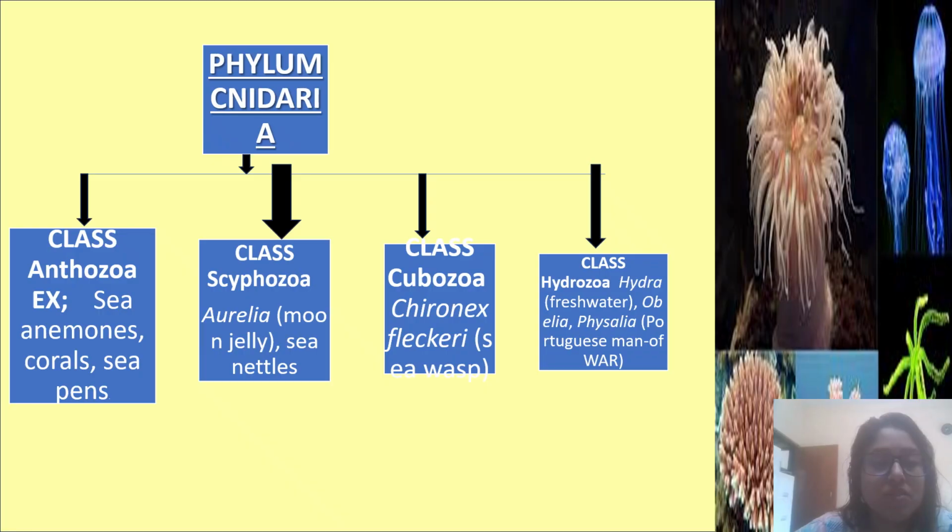Next, classification of phylum Cnidaria according to Hickman, 14th edition. Class Anthozoa, examples: sea anemones, corals, sea pens. Class Scyphozoa: Aurelia, that is moon jelly, sea nettles. Class Cubozoa: Chironex, sea wasps. And last is the class Hydrozoa: Hydra, which means freshwater, Obelia, Physalia, that is called Portuguese man of war.